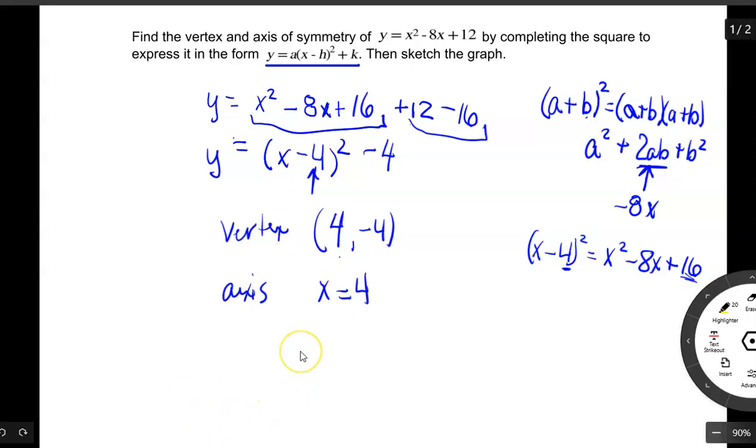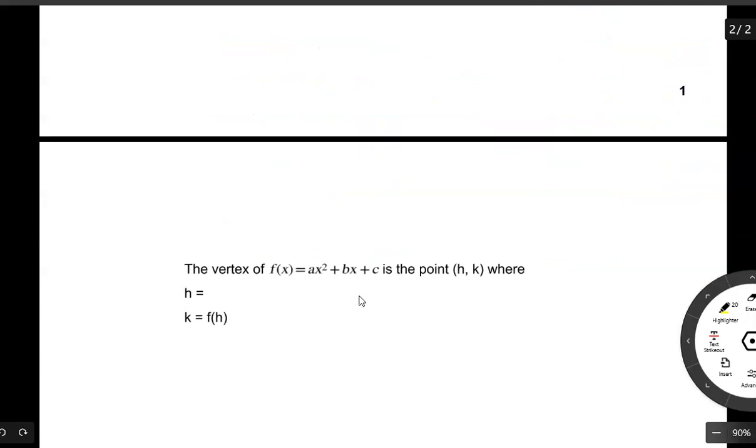Okay, that is completing the square. To get a standard form of the function, which has the x squared and the x term and the constant, and putting it into this form that allows us to pull out the vertex and the axis of symmetry really easily. And on this page, I just wrote a little formula for these.